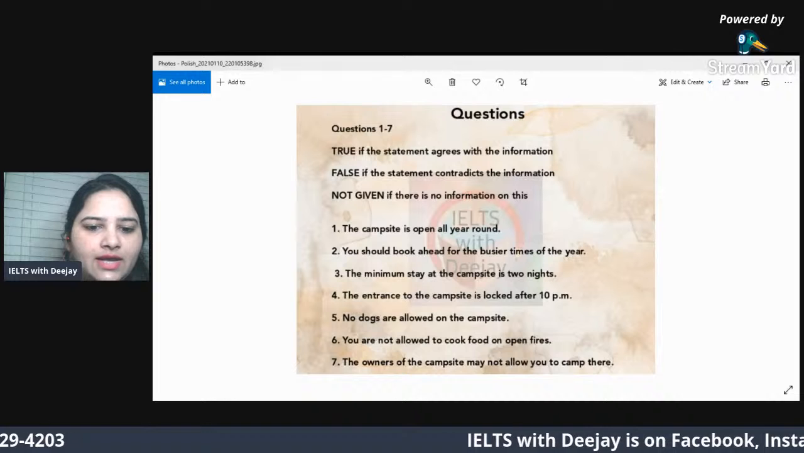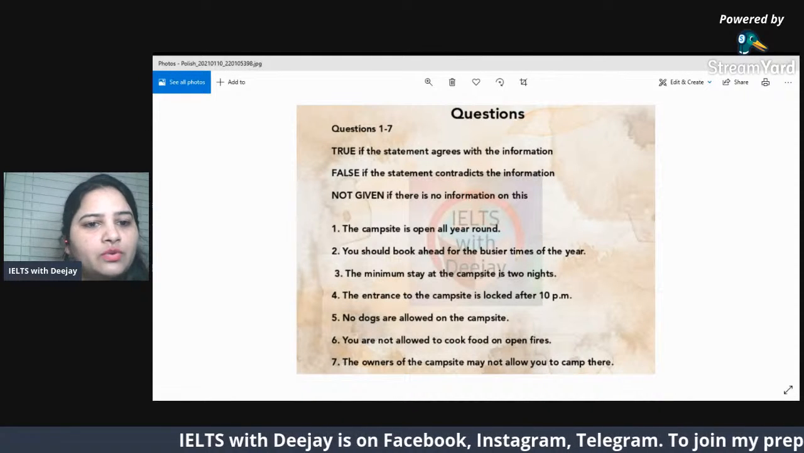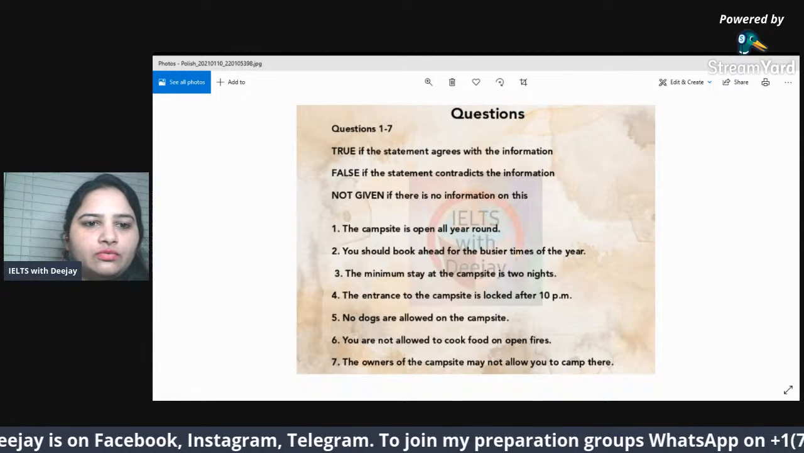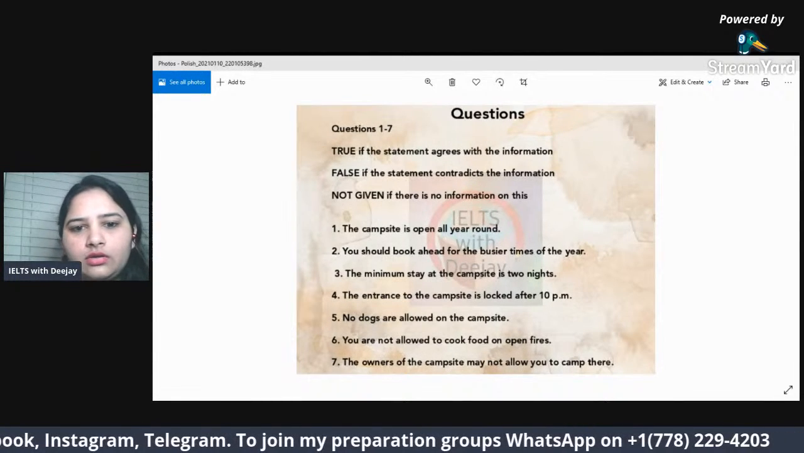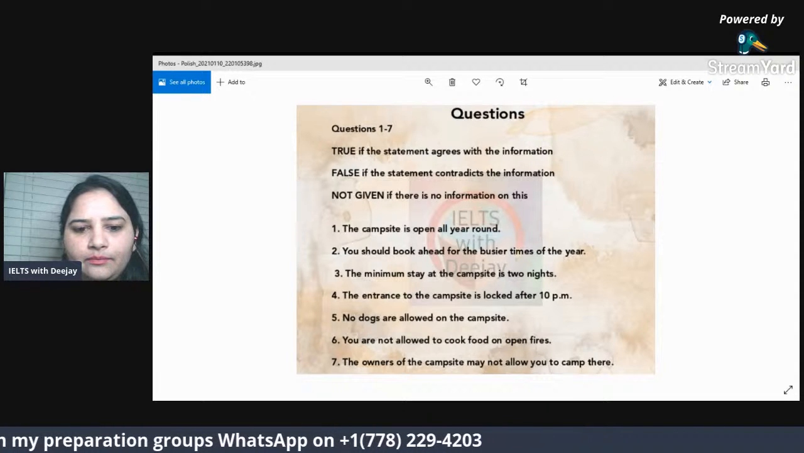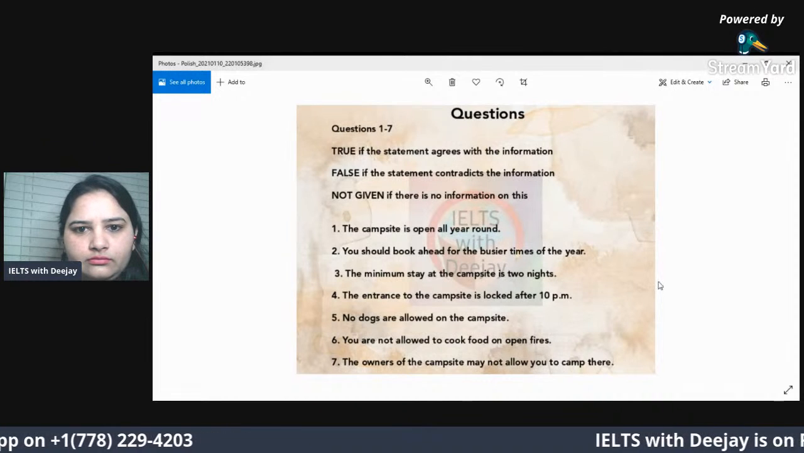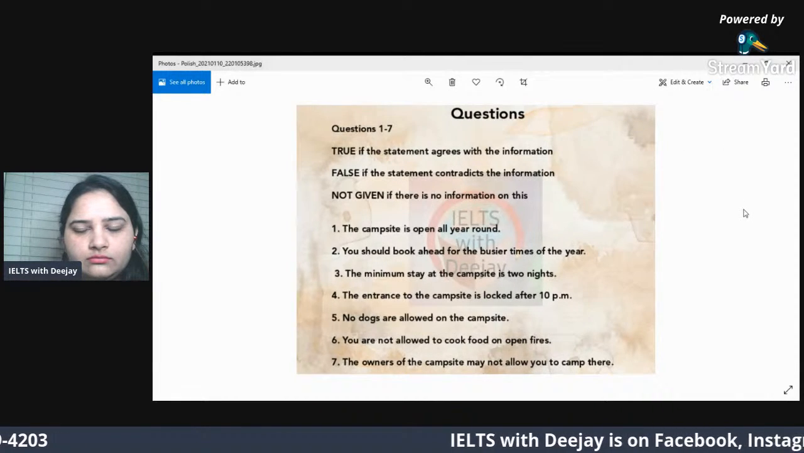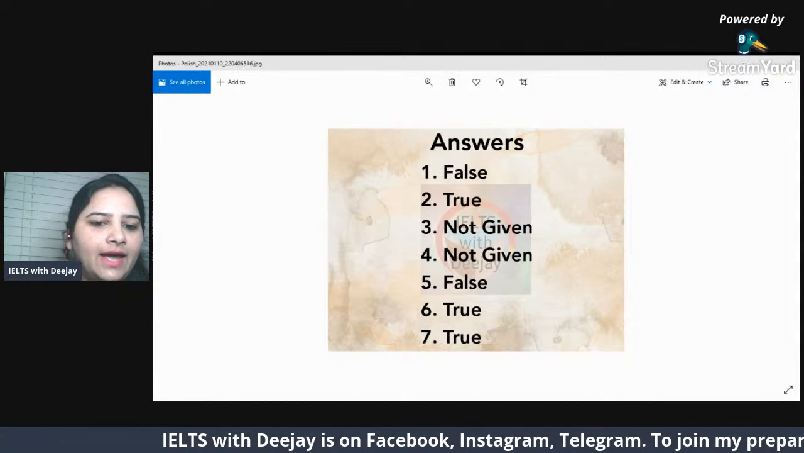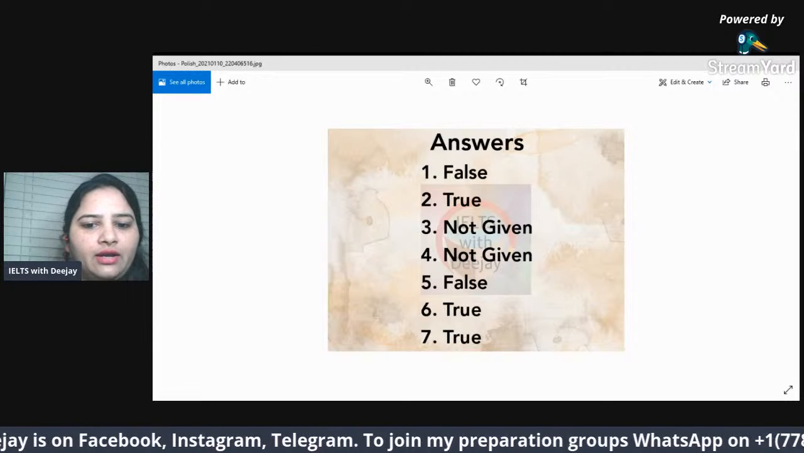Did you all understand this one? And if there is any issue with any of the questions, just let me know, because the last one is true. So let me show you the answers on screen so that you can see. These are the answers, and if you have any question or doubt regarding this, you can let me know.